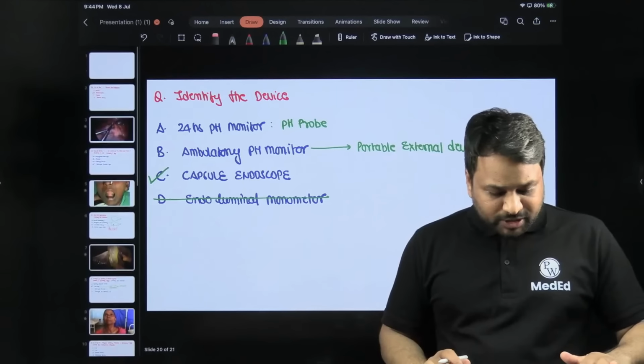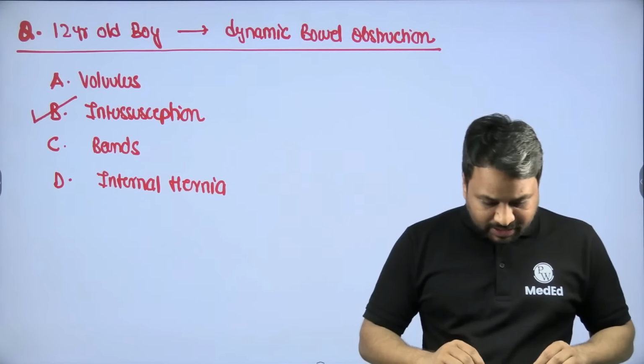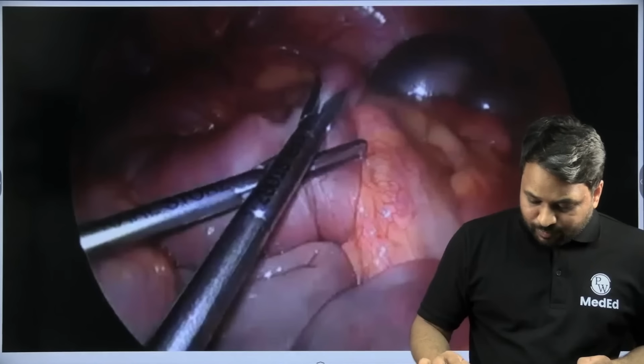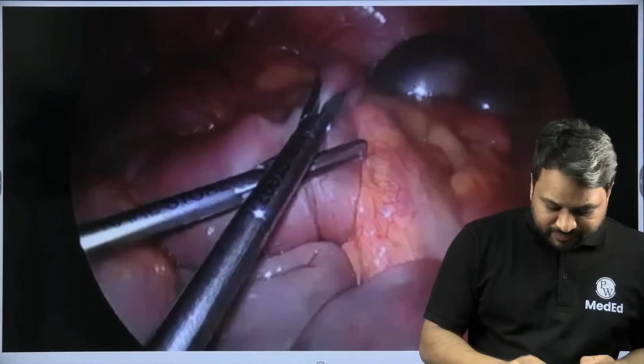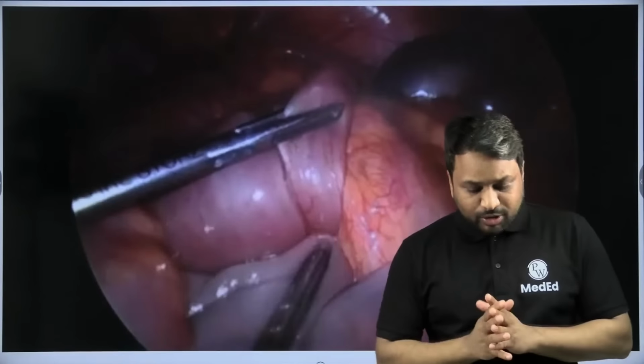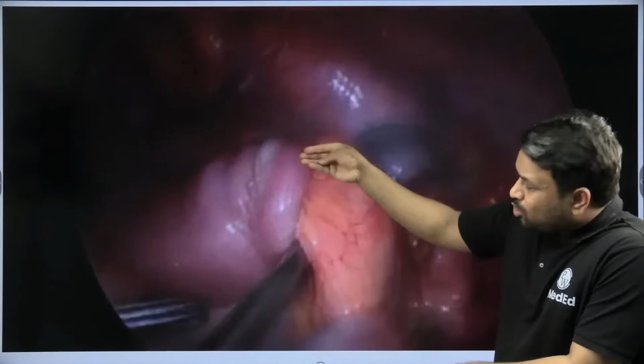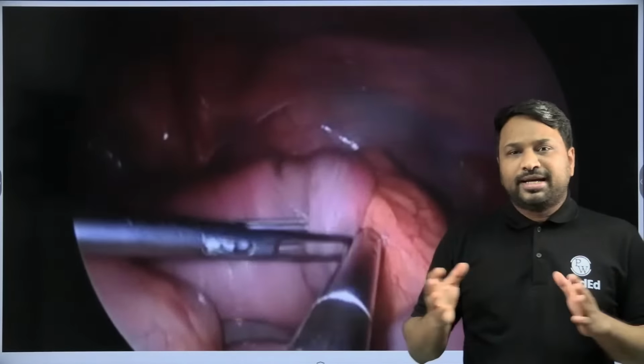All those guys who have just joined us, let's do a quick recap. The first question that we had is a 12 year old boy with a dynamic bowel obstruction and the video played was this, right? I want you to identify the procedure or the condition that you have. In this condition, you can see that one loop of the bowel is telescoping into another. There is no rocket science. Everybody can identify. If a proximal end of the bowel loop goes into the distal end of the bowel loop, this condition is what we call intussusception.